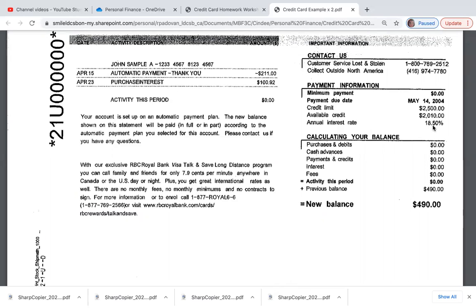My interest rate is 18.5%. Again, purchases this month was 0. Cash advances I didn't talk about in the last video. So a cash advance is you can go to a bank machine, and instead of putting in your debit card in the bank machine, you can put your credit card in the bank machine. And when you put your credit card in the bank machine, so you've got up to $2,500 in a loan, right? You can say, oh, give me $500. So this is different, and this is where you need to pay attention.